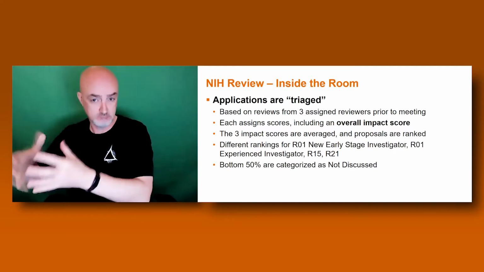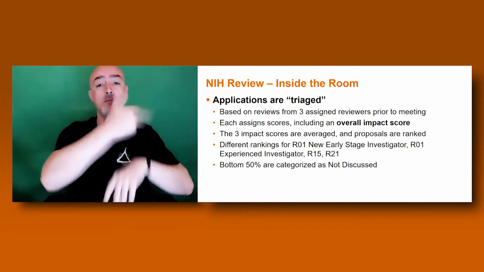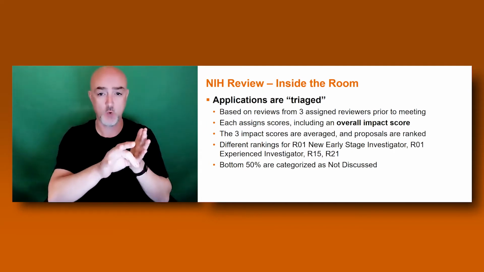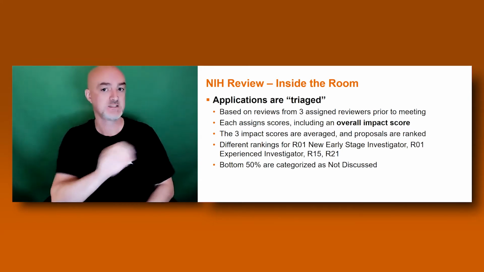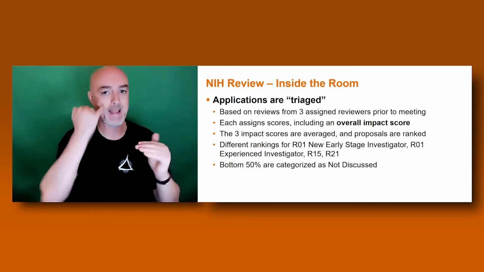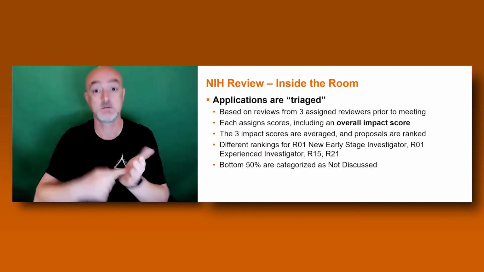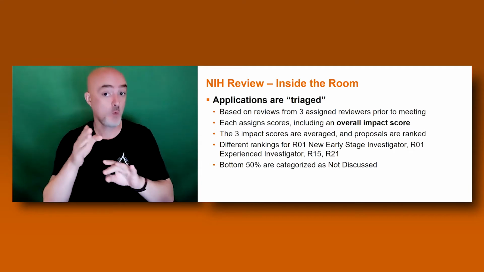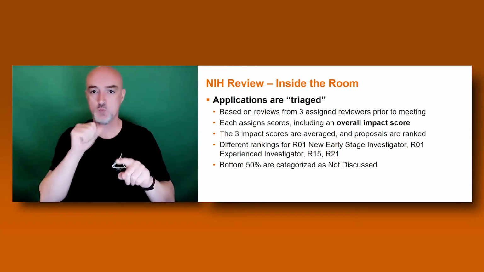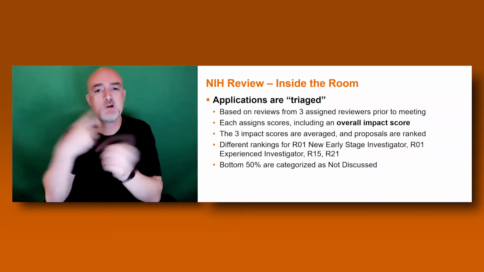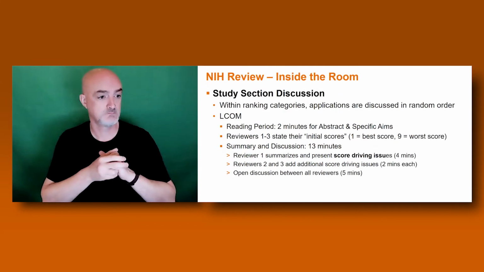In each of the 4 categories that I've mentioned, the applications are ranked based on their average overall impact score that was collected again from those 3 reviewers. And if you're in the top 50%, they will discuss further into the next process for review of your application. If you're in that bottom 50%, you will not be discussed. So you will have feedback from each of the 3 reviewers. But you won't have a summary because there's nothing to discuss if you're in that bottom 50%.